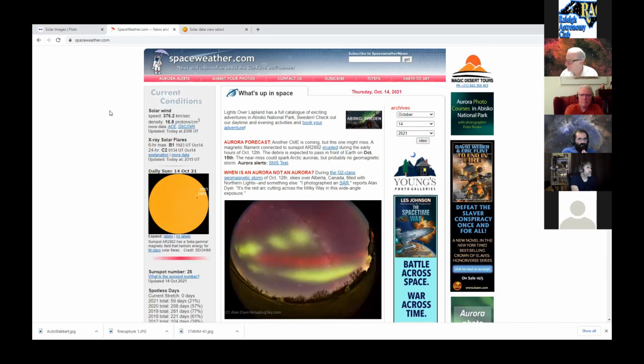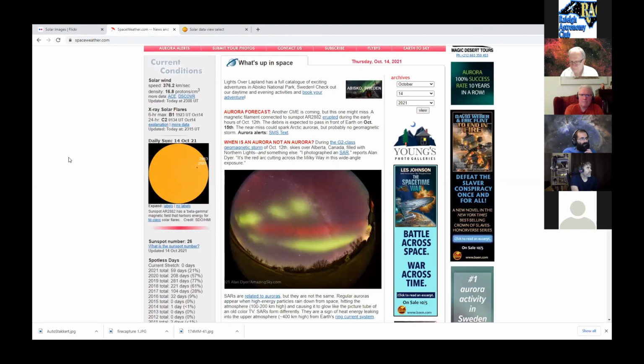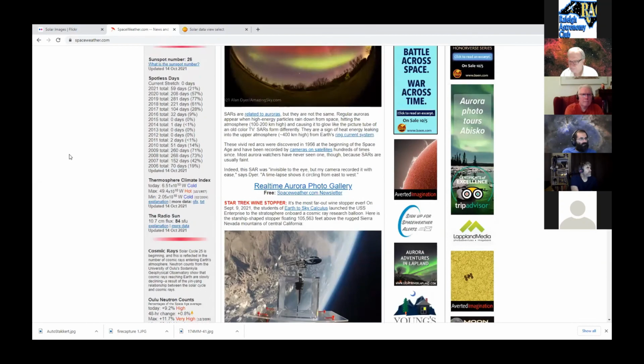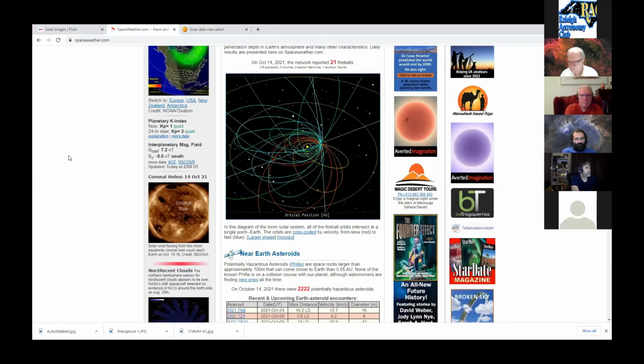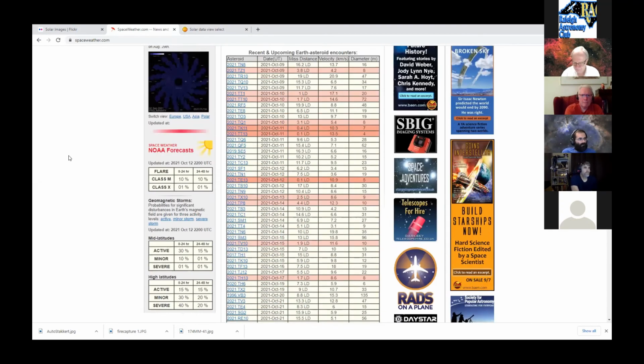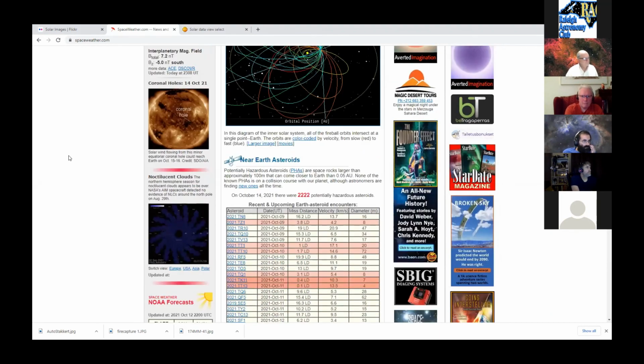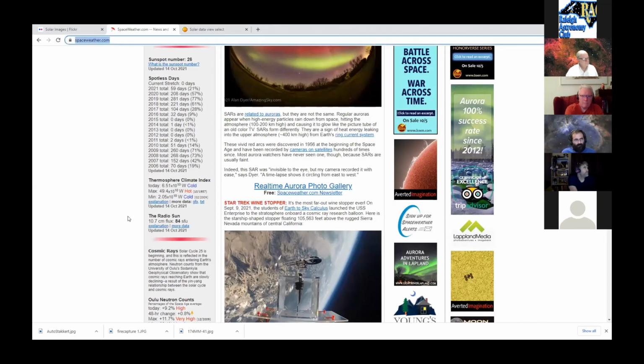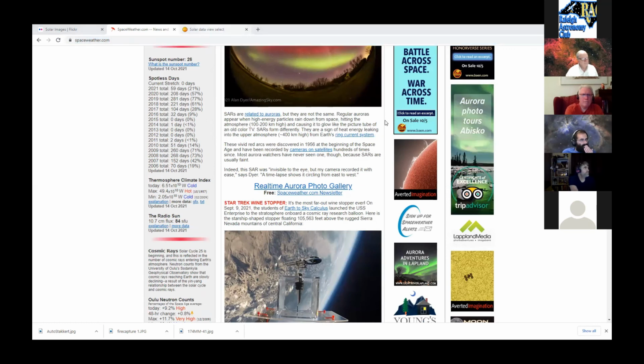And there's this one right here. This is Space Weather. I go to this all the time, and it's pretty comprehensive about, well, space weather. Even down here, which is not related to our topic, it talks about all the asteroids that are close by and whatnot. But anyway, that's Space Weather. That's easy to remember, so I won't paste that.